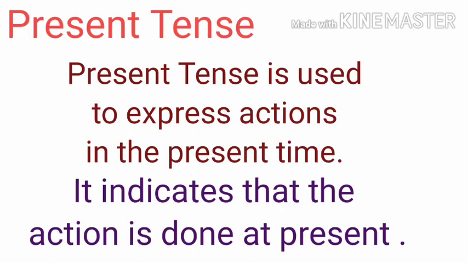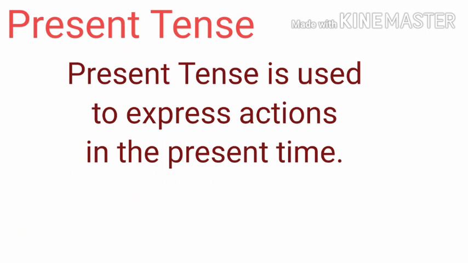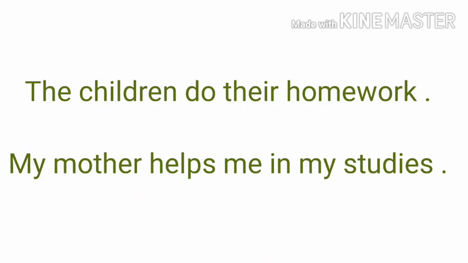Present tense is used to express actions in the present time. It indicates that the action is done at present. Look at the examples. The children do their homework. Next example, my mother helps me in my studies. In these two sentences, the verbs do and helps tell us that the action is done in the present time.